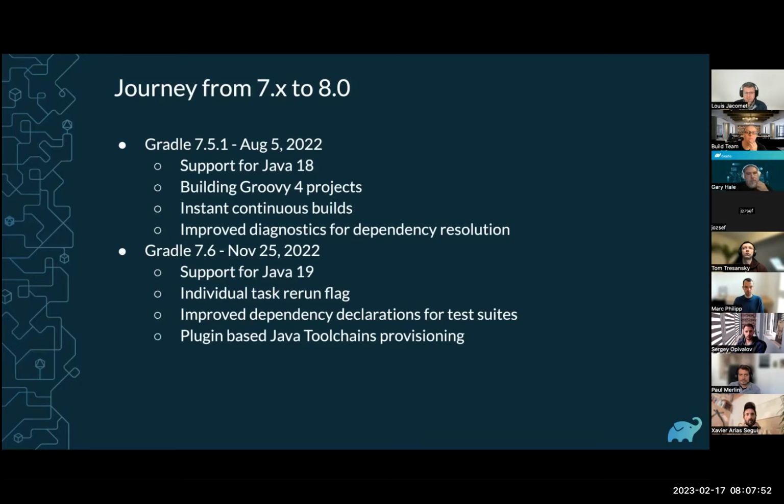Then 7.5, one patch release, we introduced support for Java 18, building Groovy 4 projects, instant continuous build. That's because we revamped the continuous build implementation to actually be file system watching based. And so we no longer have the downsides of some of the JDK APIs for watching file systems. And we greatly enhanced the dependencies and dependency insight reports so that you can diagnose dependency resolution results much better.